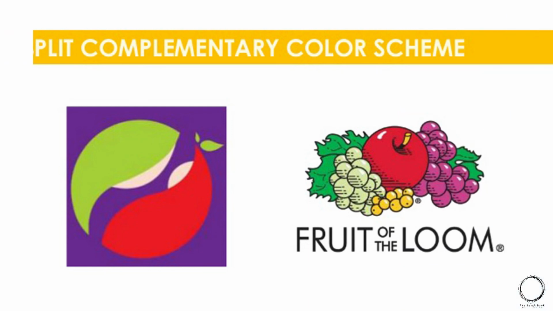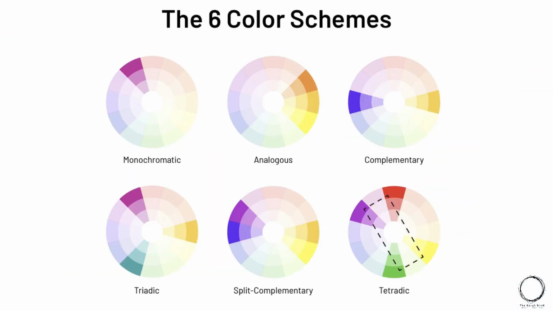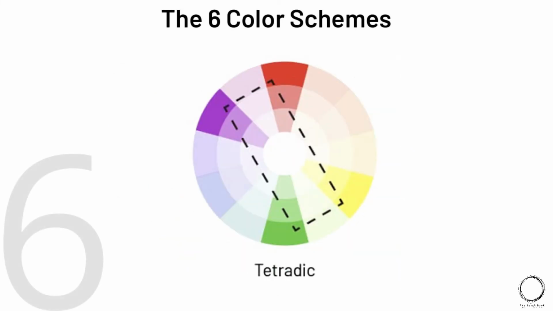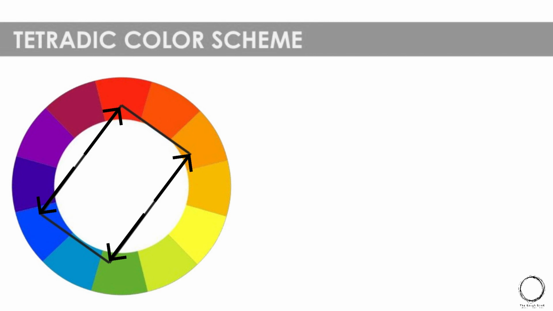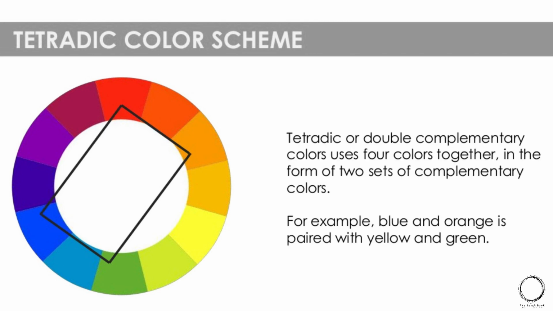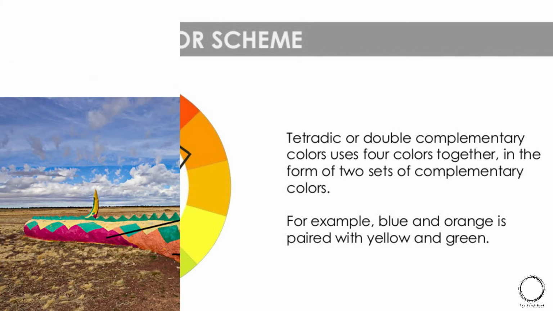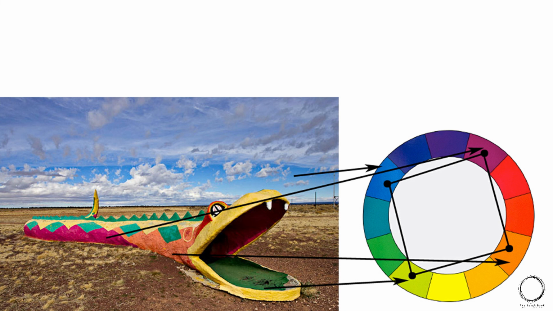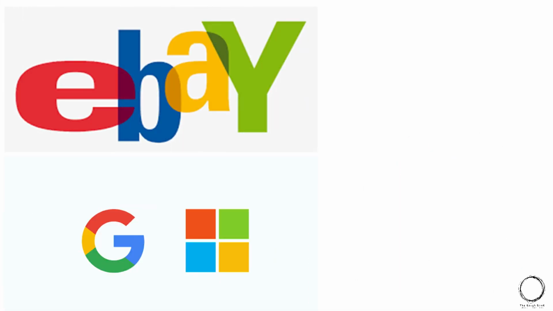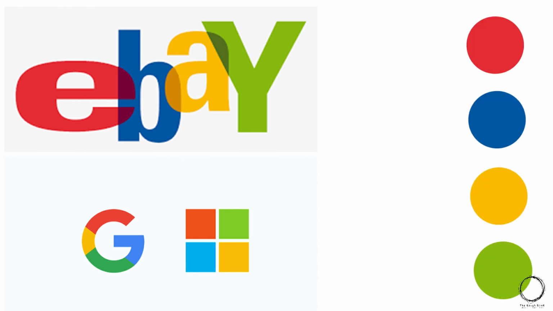Moving ahead is the last color scheme, that is tetradic. Tetradic or double complementary colors use four colors together in the form of two sets of complementary colors. For example, blue and orange is paired with yellow and green. So these are two sets of complementary colors, like you can see in the above image, and how it is derived from this sculpture. And these are the famous logos which adopt this color scheme, that is the logo of Google, the logo of Microsoft, and eBay.